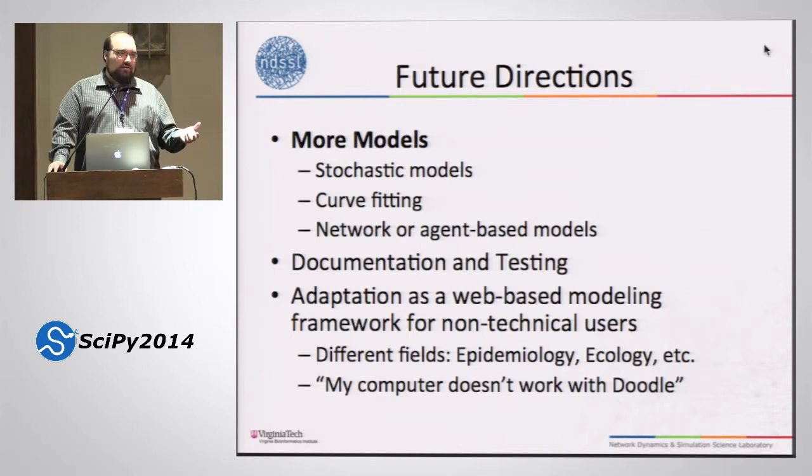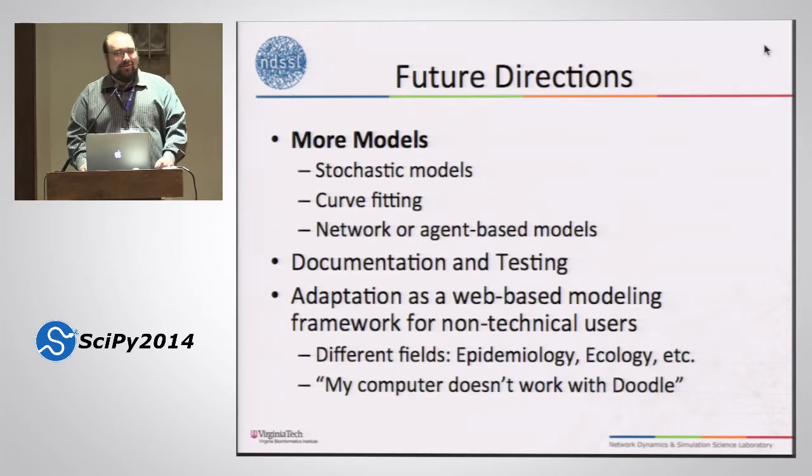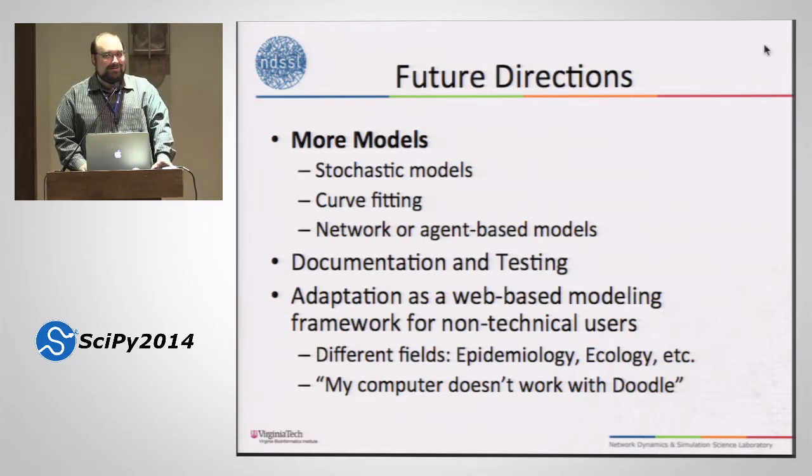Curve fitting, so essentially feeding Zeke data and having it give you the fitted model out. And then network or agent-based models, so essentially expanding the amount of space that you can explore as a student without actually being exposed to code, unless you want to be exposed to code, at which point it's all on GitHub. Documentation and testing: right now there are no tests and there is no documentation. We're going to try to fix that.